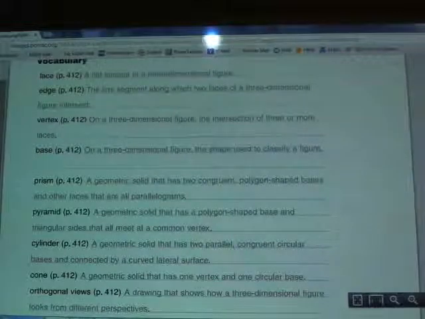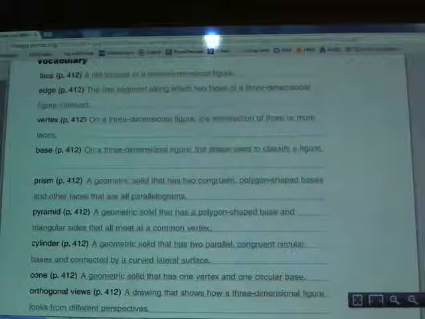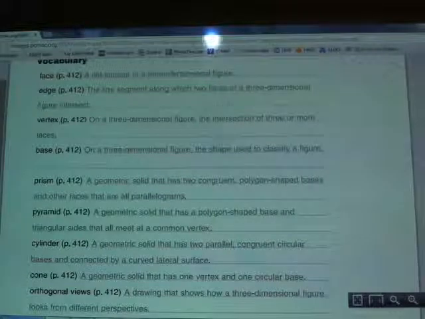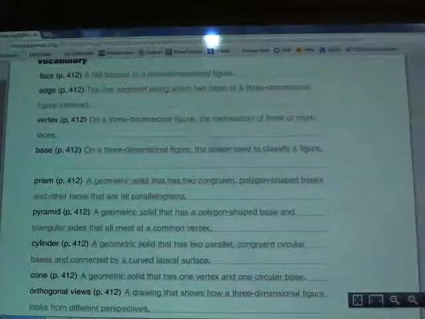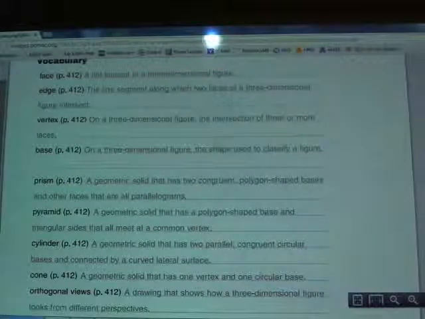And now we go from shapes to just another general term here. Orthogonal views. That's a drawing that shows how a three-dimensional figure looks from different perspectives. And we'll actually be doing those drawings as we go through the examples here today and in the homework tonight as well.